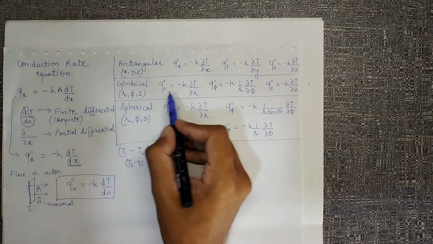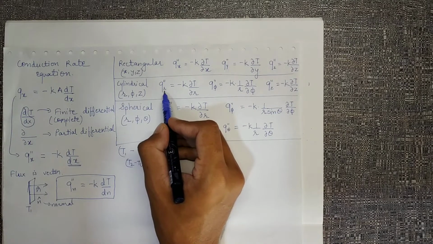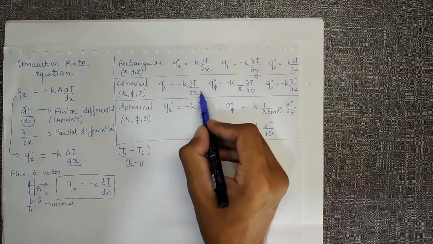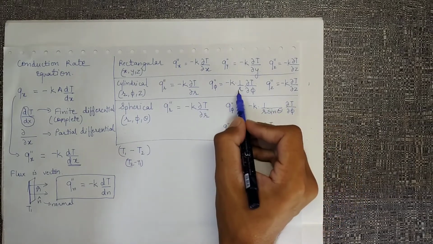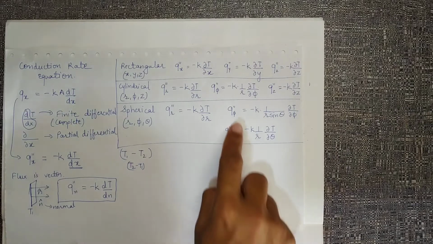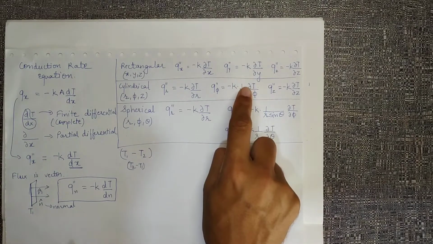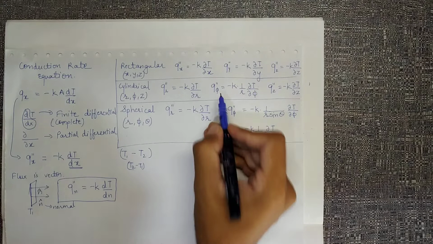For cylindrical coordinates, we have the flux in r, flux in phi and flux in z direction, and the partial differentials are like this. Remember, we have an extra factor over here: we have 1 over r in the phi direction.